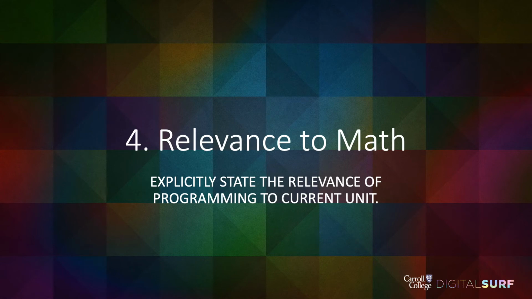The fourth method is relevance to mathematics. Once again, because you're implementing technology in a math classroom, you still want to emphasize the mathematics. So it's important to explicitly state how the programming activity that they're doing is relevant to the current math unit that they're doing. This is an issue that Diane, once again, the student teacher in Nice's study, found. She had multiple students asking why they were programming in the first place. So it's important to always tie it back to the bigger picture and to mathematics.